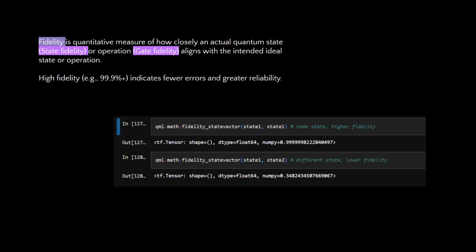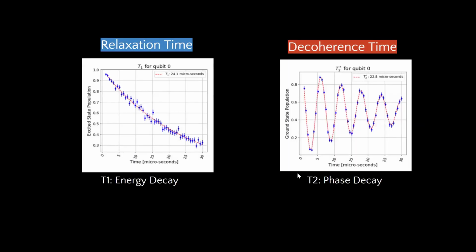And then another criteria to know about the quality of our results is fidelity. State fidelity is how close our answer is to the actual answer, and gate fidelity is how well our operations work. Higher the value, the better. Here, the two states are same, so their value is pretty close. But here they are different, so they're far away. Higher fidelity means better results.